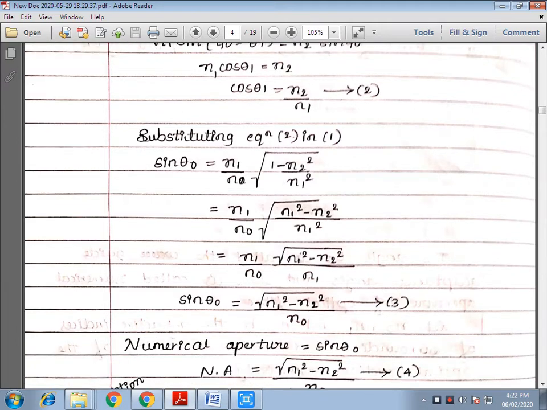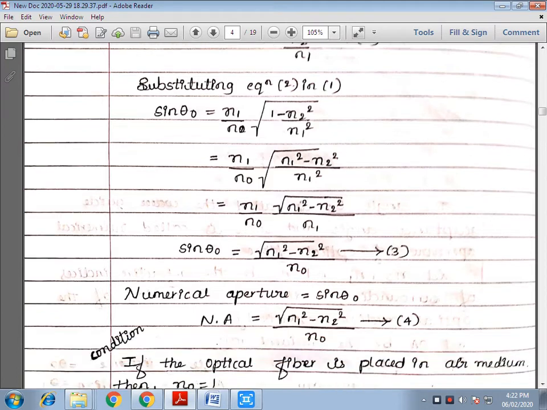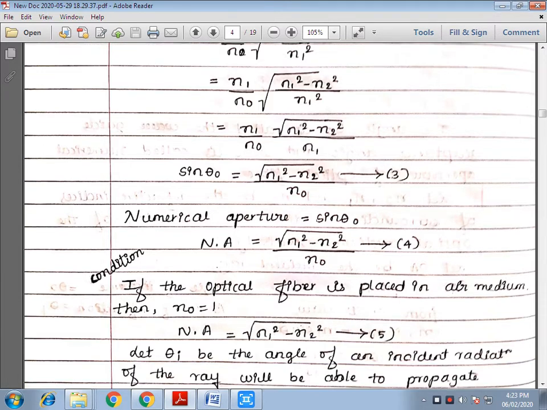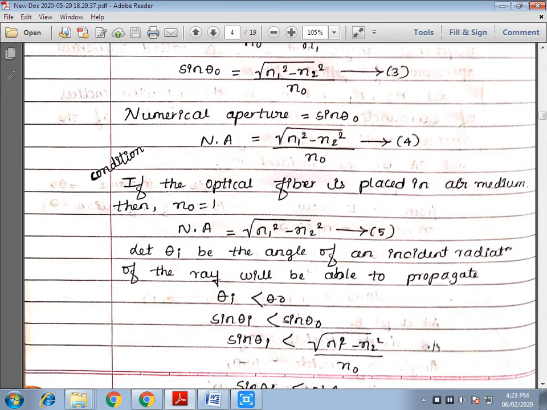Then n1 by n naught into root of n1 square minus n2 square divided by n1 square, which is equal to n1 by n naught into square root of n1 square minus n2 square divided by n1. N1 gets cancelled. Sin theta naught is equal to root of n1 square minus n2 square divided by n naught. That is equation number 3. Numerical aperture is equal to sin theta naught. Therefore, numerical aperture is equal to root of n1 square minus n2 square divided by n naught. It is equation number 4.